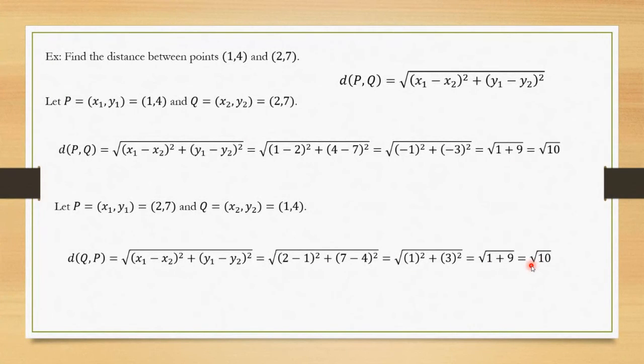Okay? And that's good. So really, as long as you're subtracting the x coordinates from each other and the y coordinates from each other, no matter what order you subtract, you're going to get the same answer if everything else you do is right, because you're squaring. Okay, so I hope that makes sense.